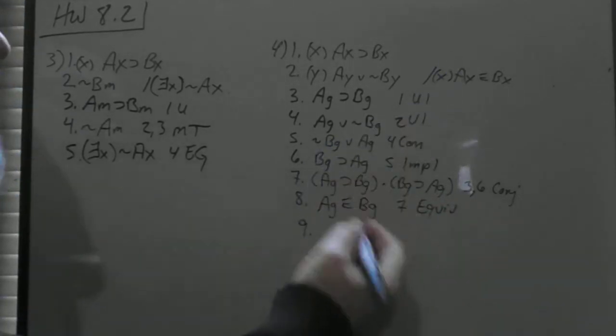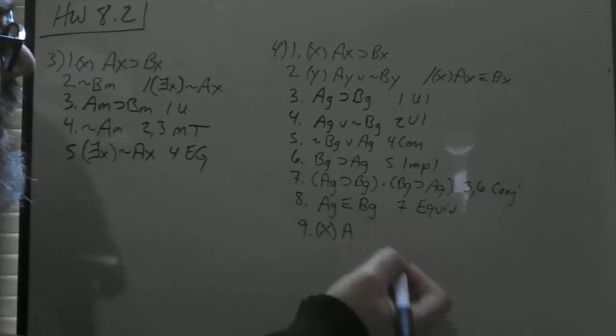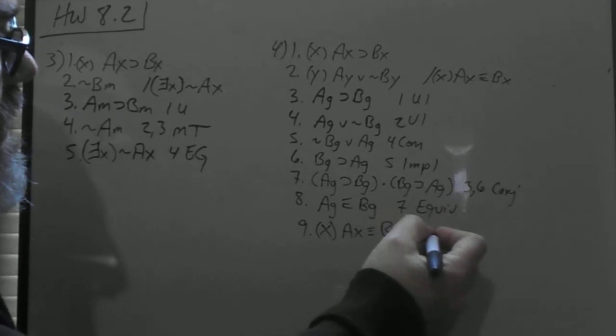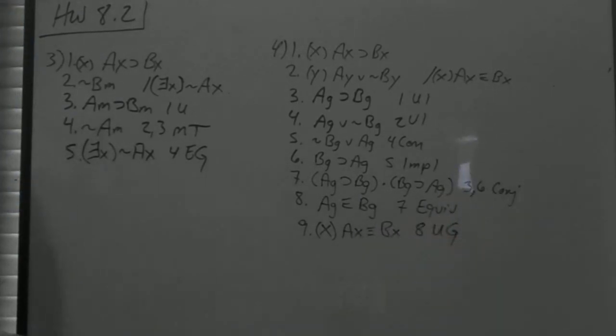And since they want it in that format, we're going to add the universal quantifier back in, replace the G with the X, and that was from line 8 through a universal generalization. And that one is done.